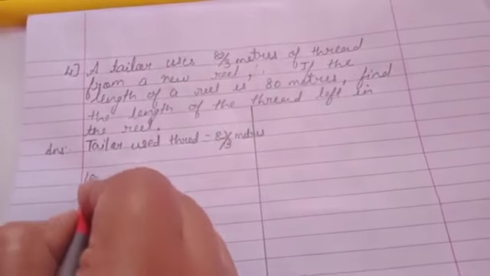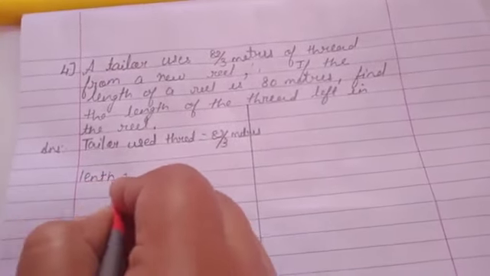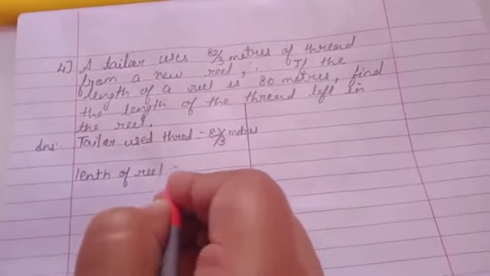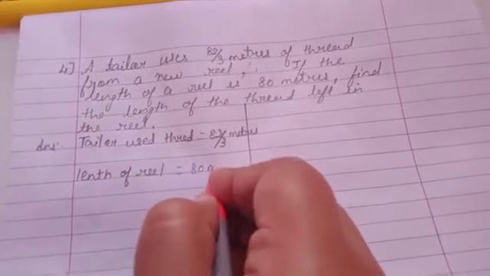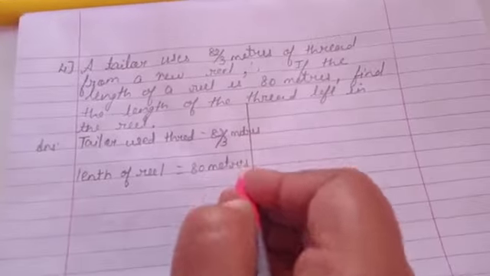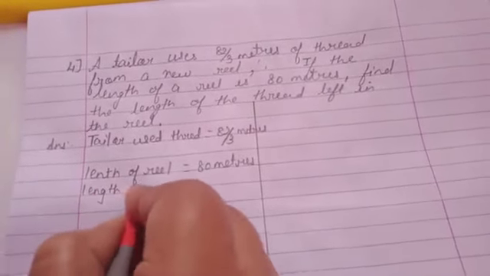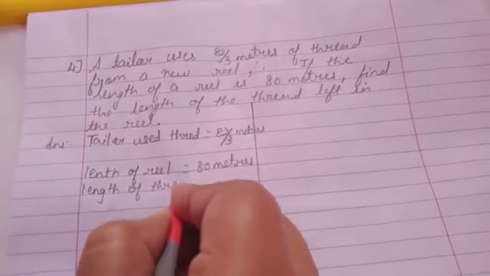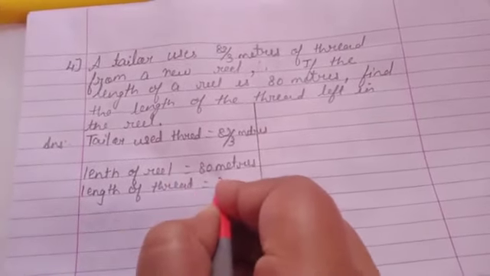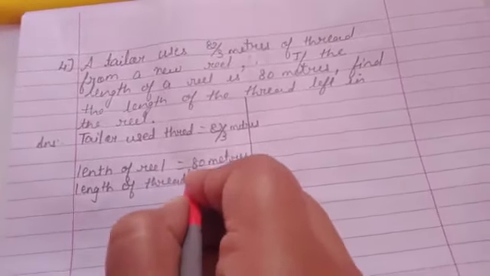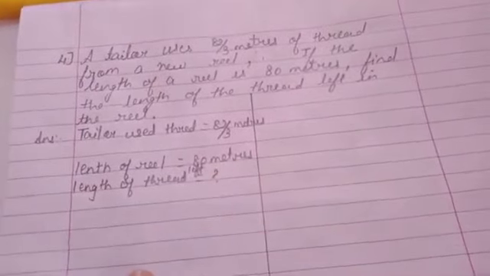Length of the reel. So length of the reel equal to 80 meters. And we have to find length of the thread left equal to how much?